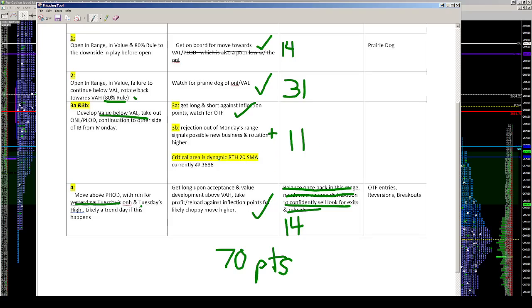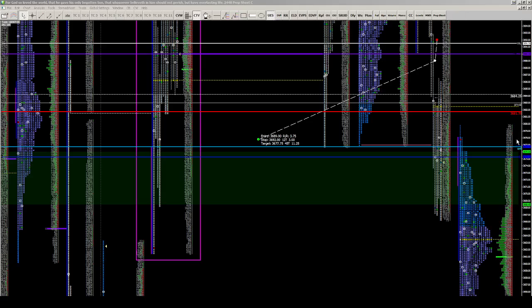Oh, one thing that's important: the critical areas, dynamic regular trading hours 20. It was at 36.86 when I did this pre-market. This red line represented the 20 moving average at the time. It had been at 86. I did move it lower at some point. So once we started, you can see how we started developing value below there, and it makes sense we closed below there. I just want to point that out.